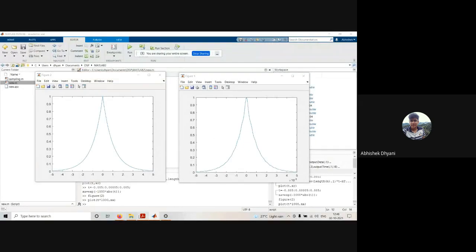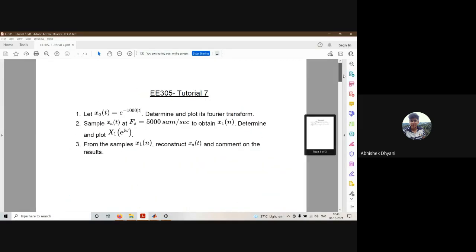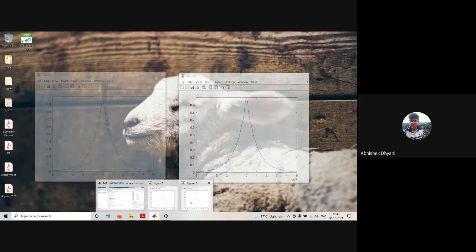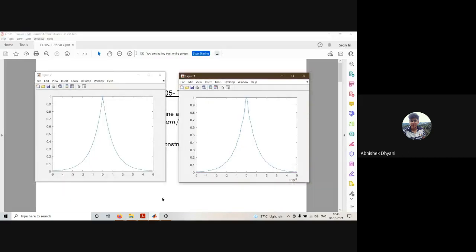So one thing that you can try is that you can take this fs as, let's say, 2000 samples per second, or something like that, or even 3000 samples per second, and you will see that you won't get a curve like this. The curve will not be as smooth, and it won't match the original function or the original signal.